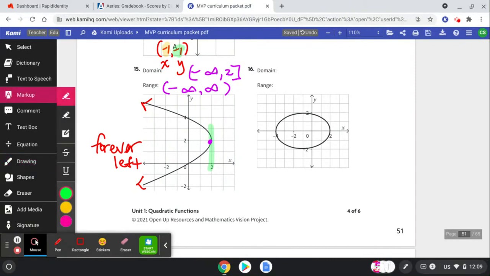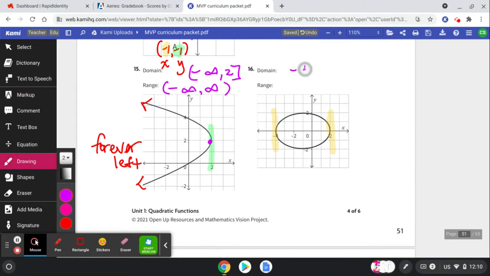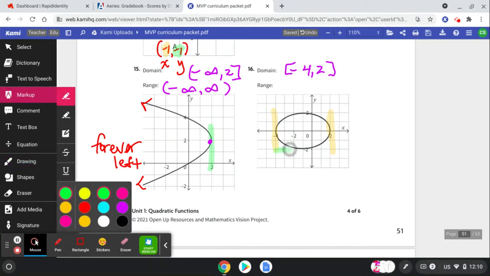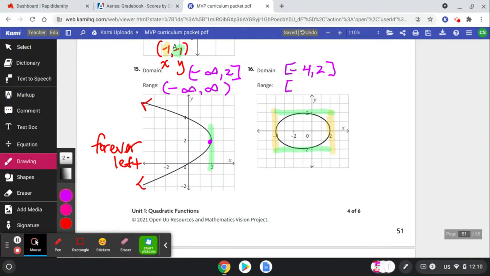Here's my domain on this guy. Picture this window. The domain goes from here to here. So that's going to be from -4 to 2. Did you get that one? We are going to include those values. And then the range goes from here to here, from -2 to 2 inclusive. How'd you do on that?